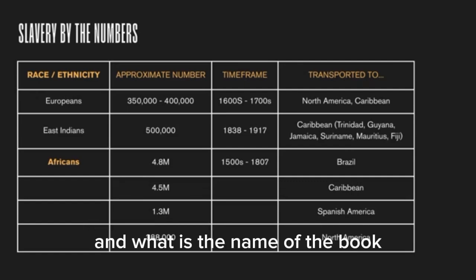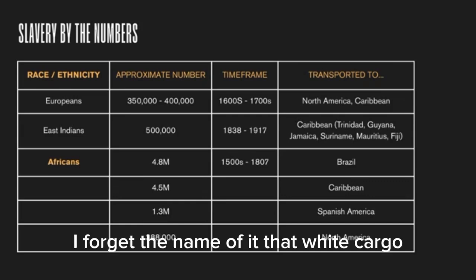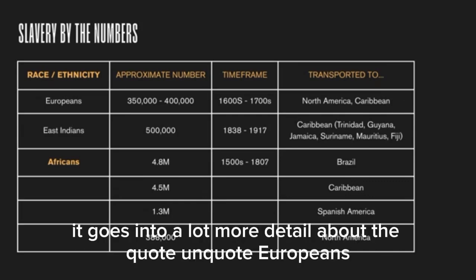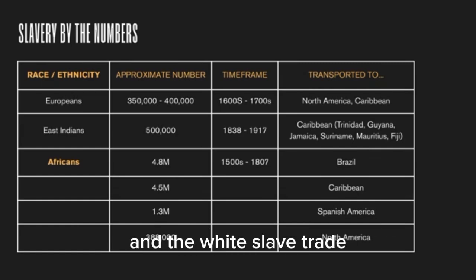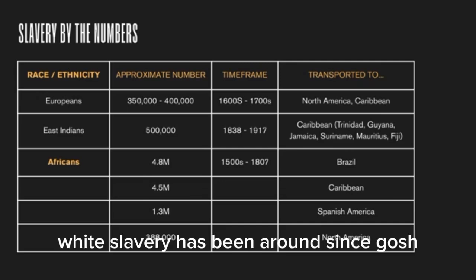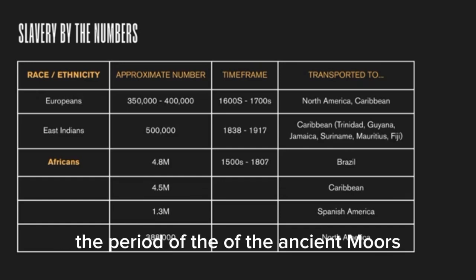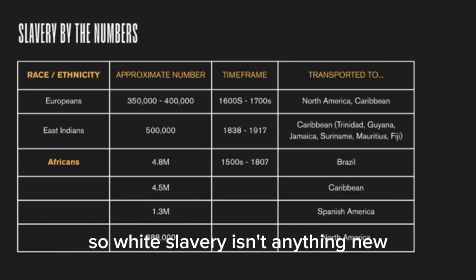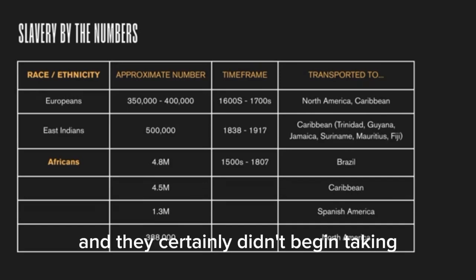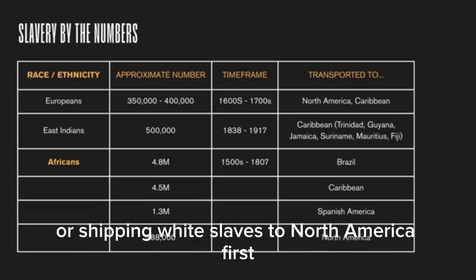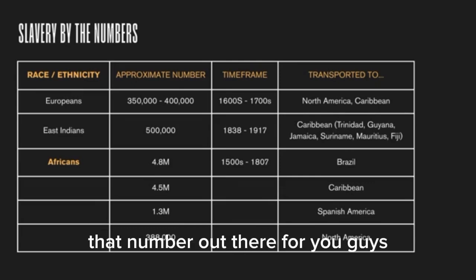And what is the name of the book? It is called, I forget the name of it, White Cargo. If you guys read that book, it goes into a lot more detail about the quote unquote Europeans and the white slave trade. But I want to even go further back. I mean, white slavery has been around since, gosh, the period of the ancient Moors. So white slavery isn't anything new, and they certainly didn't begin taking or shipping white slaves to North America first. But I just want to put that number out there for you guys.